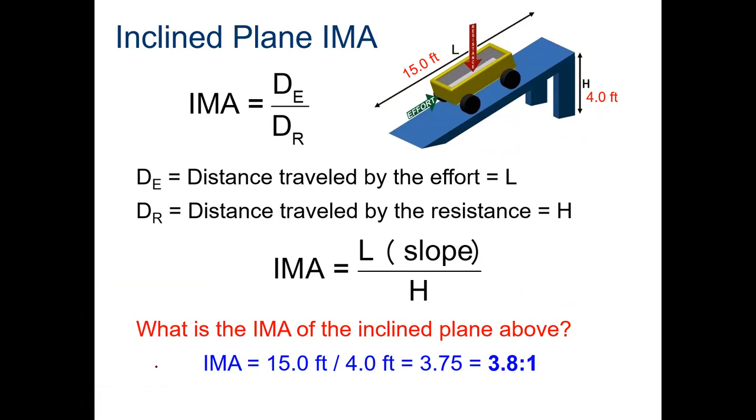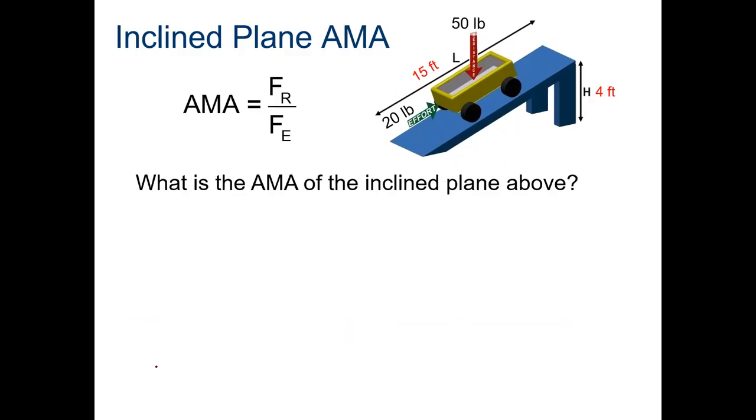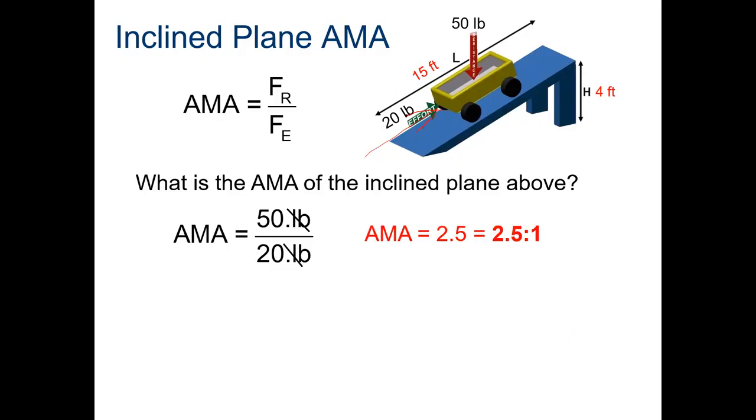IMA of the inclined plane above: the length of our slope was 15 divided by our 4-foot height. So we have 3.75 to 1, or 3.8 to 1, okay? Actual mechanical advantage is the same concept. We have FR over FE, and that's pretty simple. Our resistance force is just whatever it is we're moving up the slope. The effort is what we're pushing with to push it up the slope. So FR over FE, in this case 50 over 20, we have a 2.5 to 1 mechanical advantage.